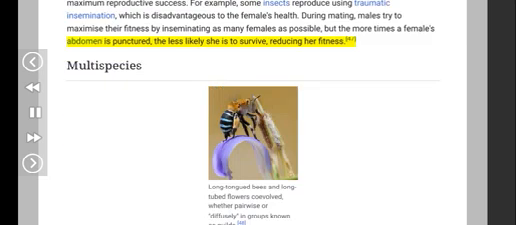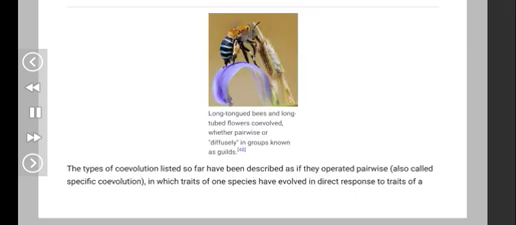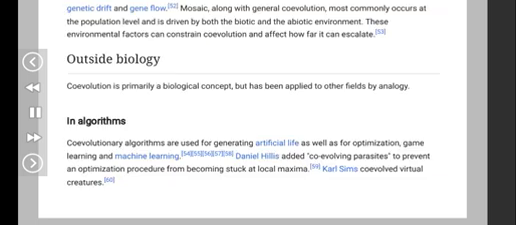Multispecies. Long-tongued bees and long-tubed flowers coevolved, whether pairwise or diffusely, in groups known as guilds. The types of coevolution listed so far have been described as if they operated pairwise, also called specific coevolution, in which traits of one species have evolved in direct response to traits of a second species, and vice versa. This is not always the case.